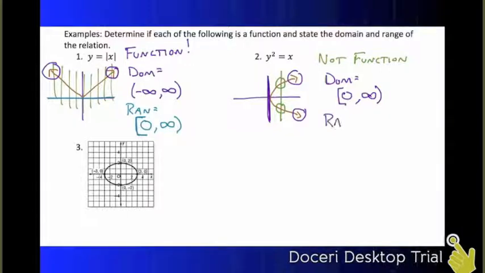The range. This is a little tougher to see, but if you extend out a parabola, it continues going down, down, down forever this way, and it continues going up, up, up forever this way. So our range, in this case, actually goes from negative infinity up to positive infinity, with parentheses around both of them. Final example here, number 3. Well, right away you should be able to tell that we can draw several lines in here that will hit more than once. So this is not a function.